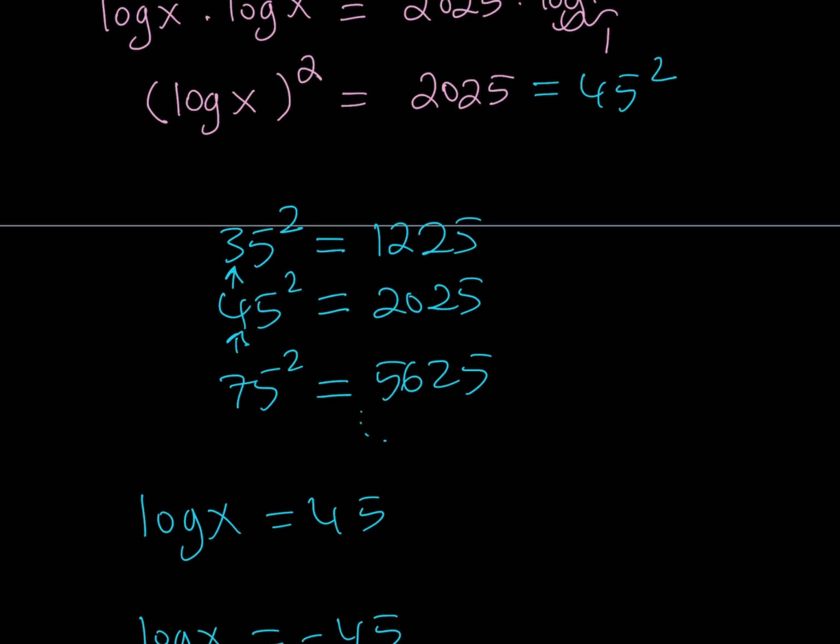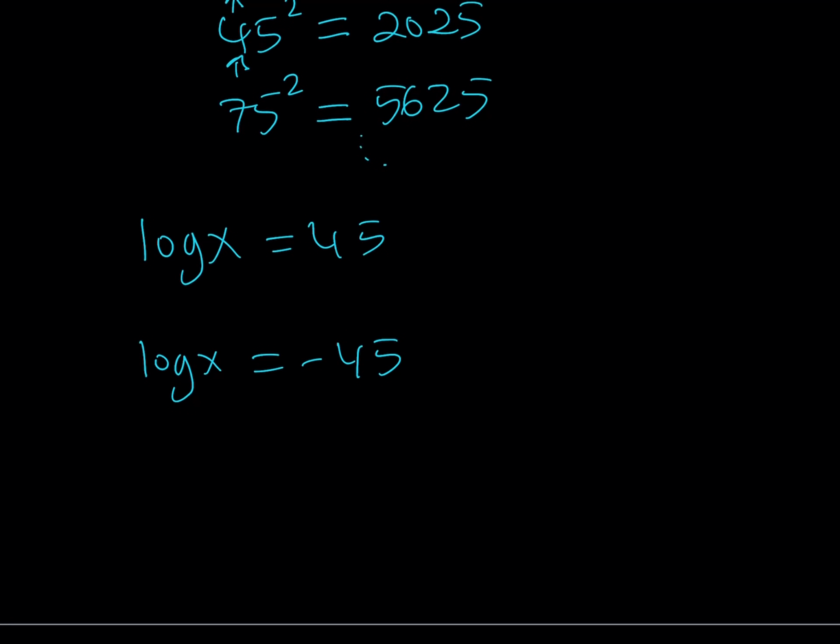Well, if log x is equal to 45, this just means by the definition of logs, remember, I was telling you that it's super duper important, the base is 10, so this means that x is equal to 10 to the power 45, again, a large number, not as bad as the original number. And this means x is equal to 10 to the power negative 45. Obviously, this is a very, very small number.